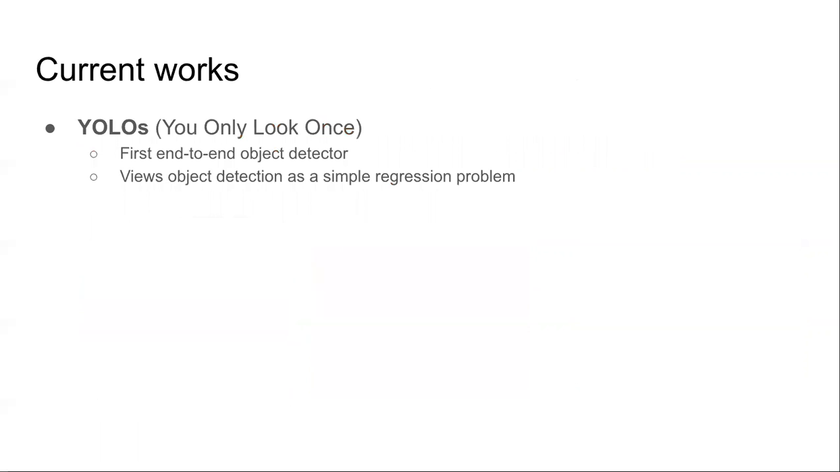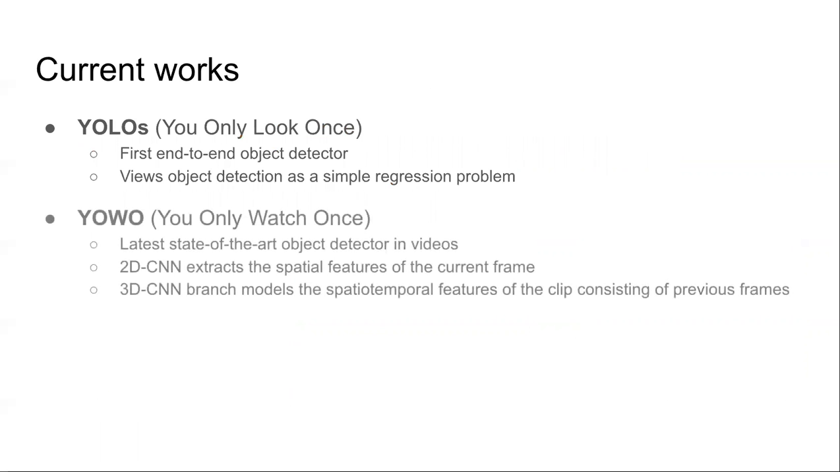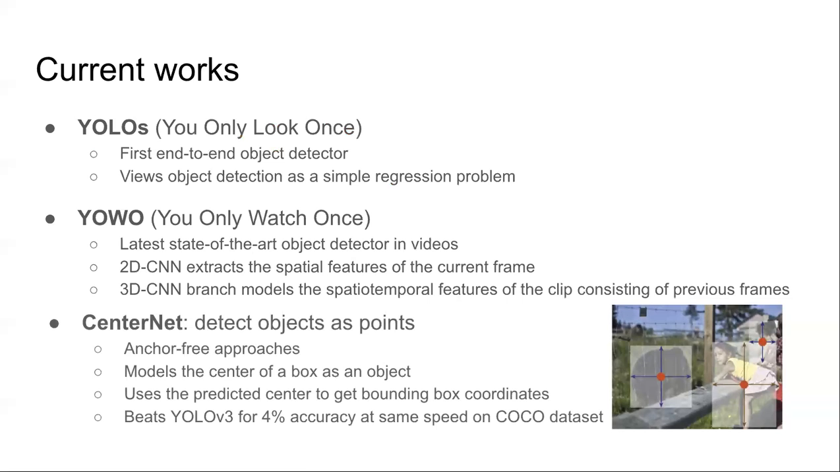YOLO is the first end-to-end object detector. It treats object detection as a regression problem by learning object class probabilities and bounding box coordinates. Recently, an object detector called YOWO uses a 3D CNN to model the spatial temporal features and a 2D CNN branch to extract the spatial features. On the other hand, a recent anchor-free approach called CenterNet detects objects as points by first modeling the center of an object and then uses this predicted center to get the bounding box coordinates.